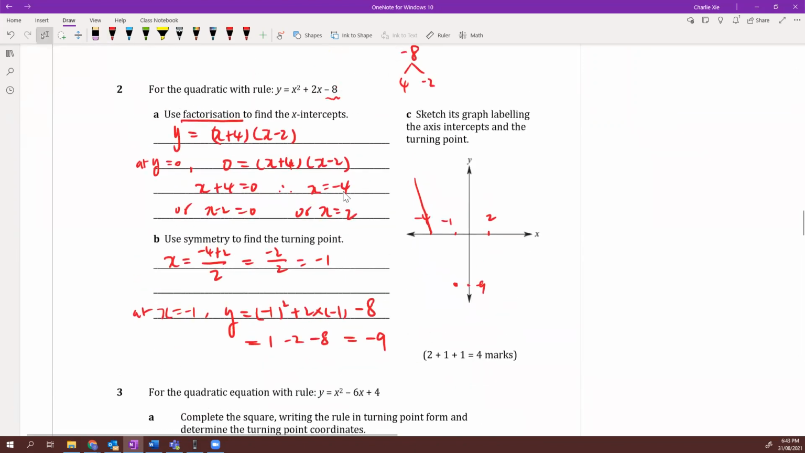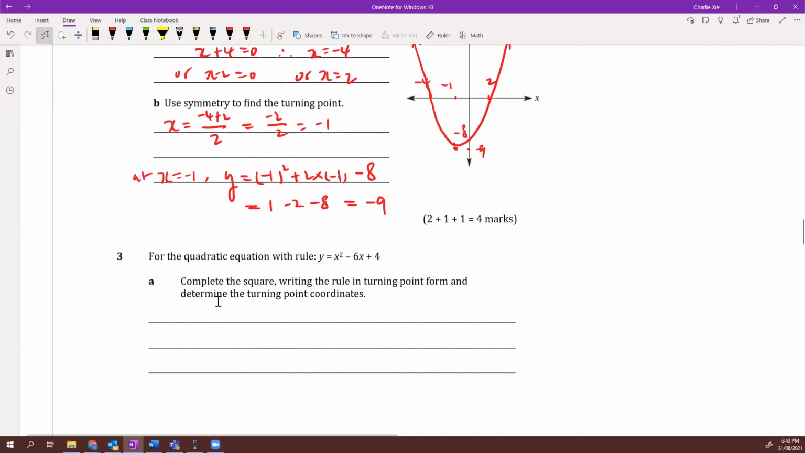Okay, we need to find a y-intercept. Do you remember this? You look at your trinomial, the last term is your y-intercept. So negative 8 is your y-intercept. Second, that's your parabola. Okay, all right.